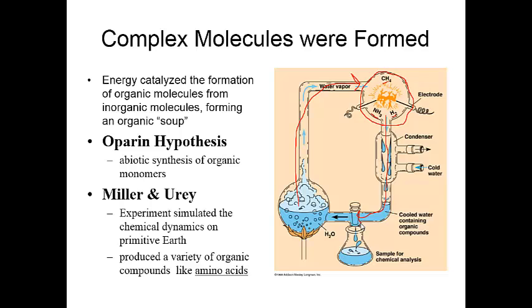The water condensed, fell back down to the earth, and formed the primordial seas. Miller and Urey took a sample of the primordial seas and found that it contained basic organic monomers like amino acids. These seas that had all these organic monomers in them, Miller and Urey referred to as being the organic soup.